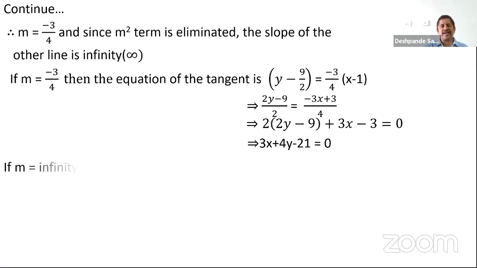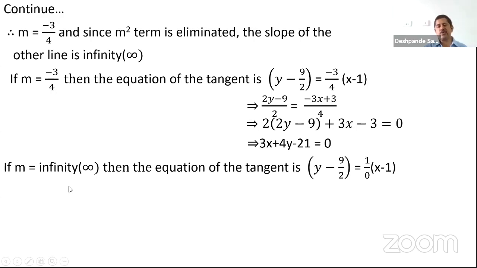Next, you take the second value of m is equal to infinity. So infinity you can write as 1 by 0. So then the equation of tangent is y minus y1 is equal to infinity, you can write 1 by 0, 2 by 0, whatever it is, no problem. So you take 1 by 0 into x minus x1, x minus 1. So cross multiply here, 0 goes to the side. So we get the equation as x minus 1 is equal to 0.